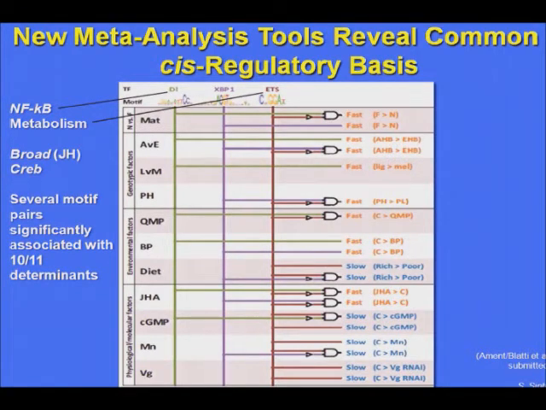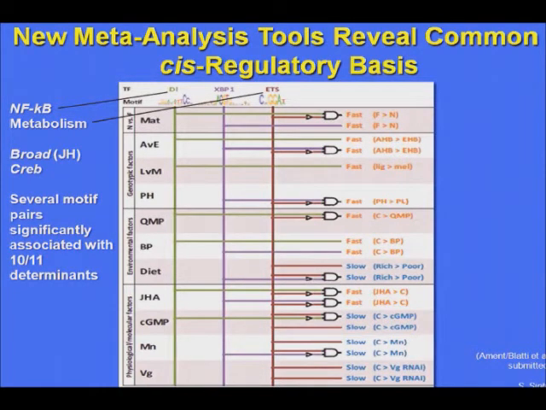Those become the input now for these systems biology type analyses that I'll be talking about for the rest of the talk. So the program scans the promoter region and finds the cis-regulatory motifs that are found in these regions of the genes. And then what Saurabh did was develop a meta-analysis tool to be able to see whether there are any patterns of occurrence of these motifs that would suggest some underlying regulatory architecture. And in fact, there were.